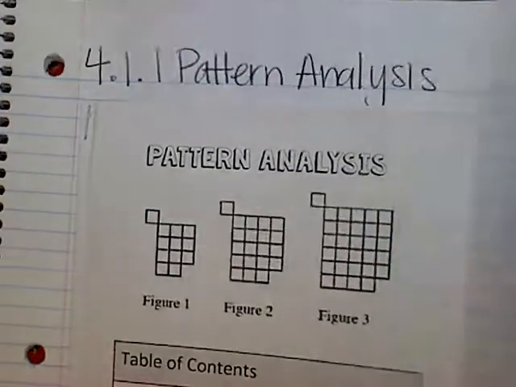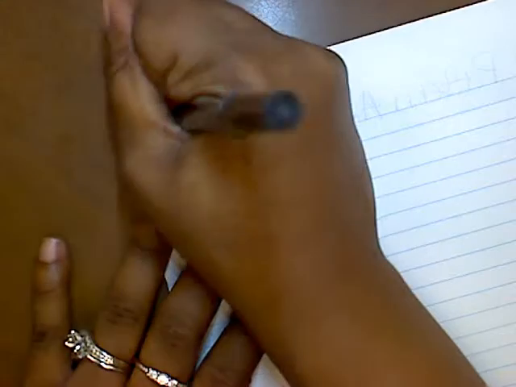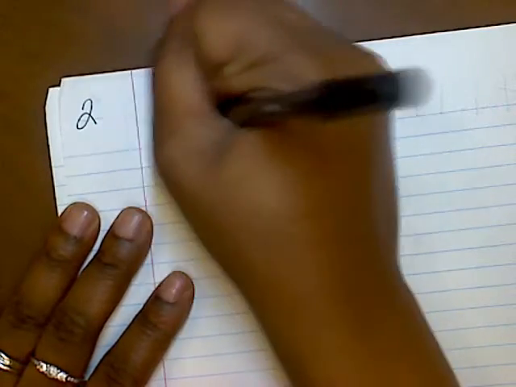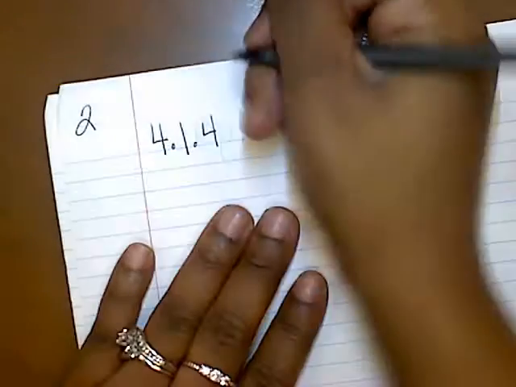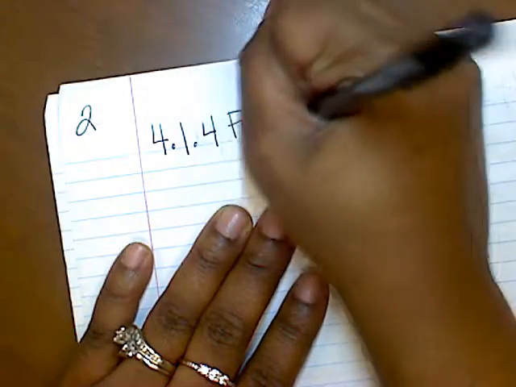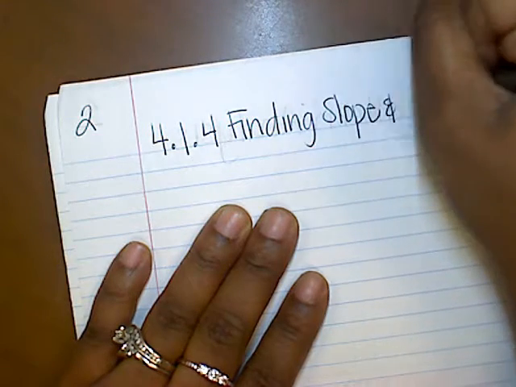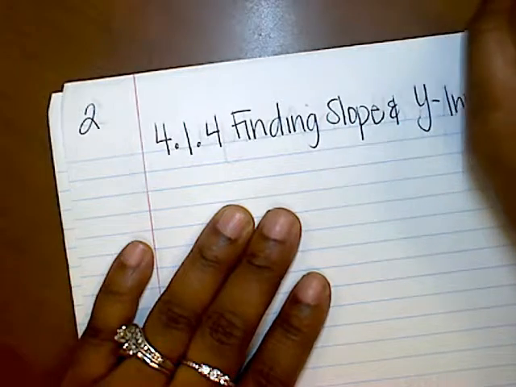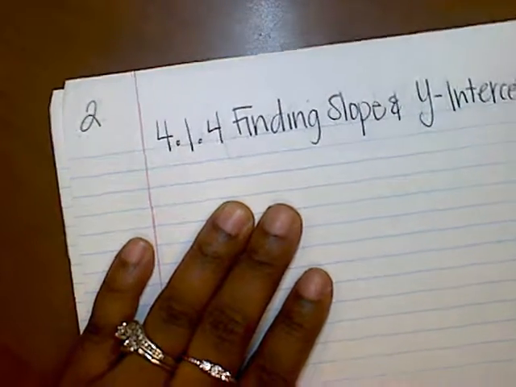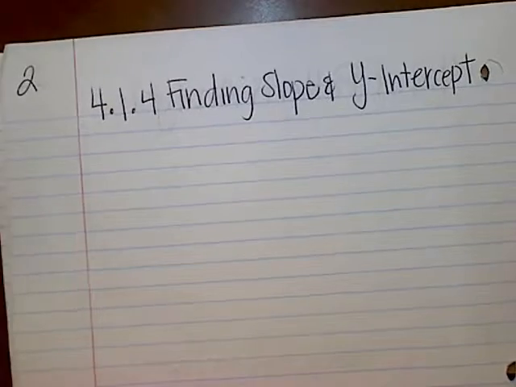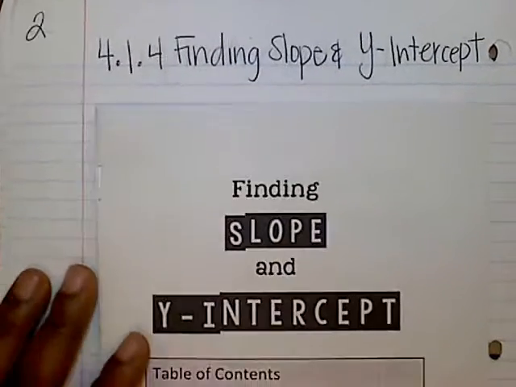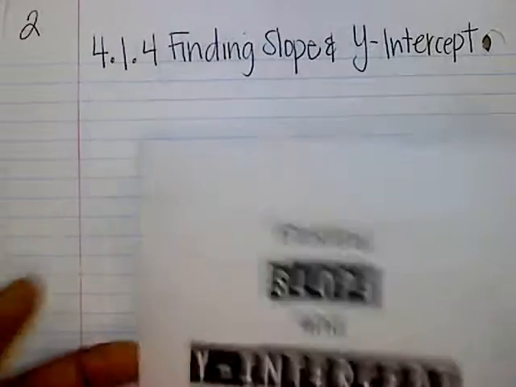And because we're just going to go to the back of this page, and this is page 2, and this is 4.1.4, finding slope and y-intercept. And when we're done, this will just get glued right in here, which we'll do at the end. Okay?